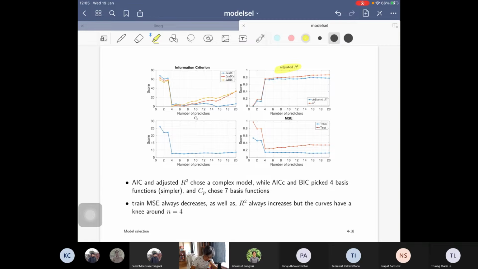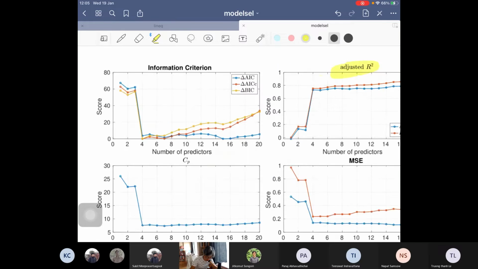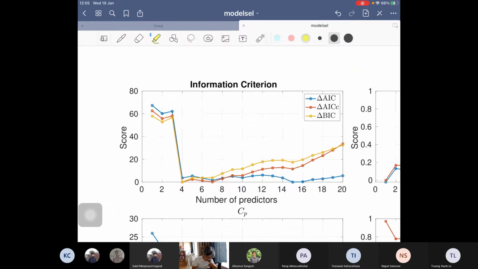Now let's take a look at this plot. What do you see here? Different colors, different scores. You see that AIC picks an order of about 14. BIC picks a lower model. AICc also picks a lower model. Now this can be explained from AIC and BIC.